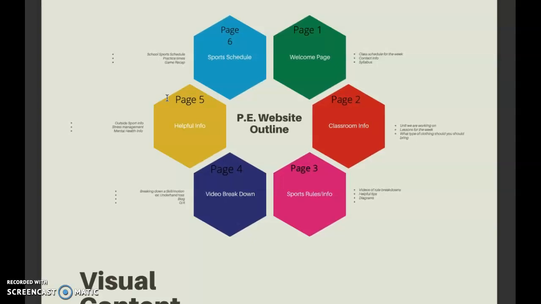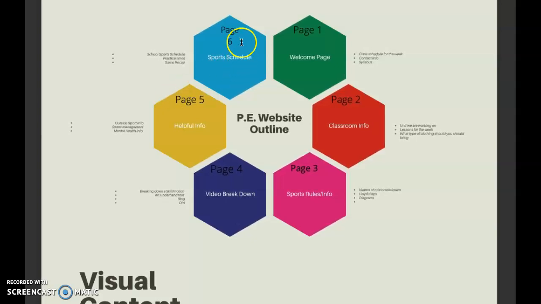And then we also have some mental health info. Mental health is a very big piece. And you need to know maybe some outside resources. Maybe you need somebody to talk to. Maybe you need some help getting some knowledge on who you can talk to. So that will be there too.